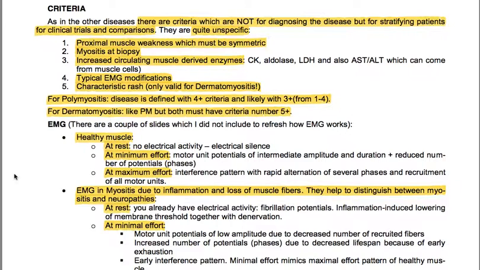So the first four criteria are typical of both polymyositis and dermatomyositis, while the fifth is present only in dermatomyositis. So remember, there are proximal muscle weakness, which must be symmetric, myositis at biopsy, increased circulating muscle-derived enzymes, typical EMG modifications, and characteristic rash.